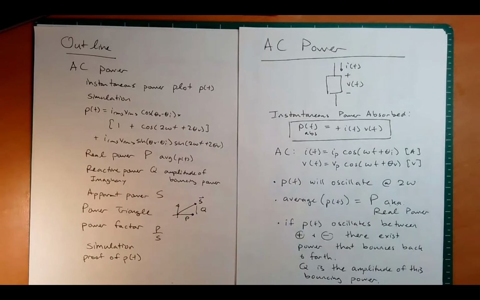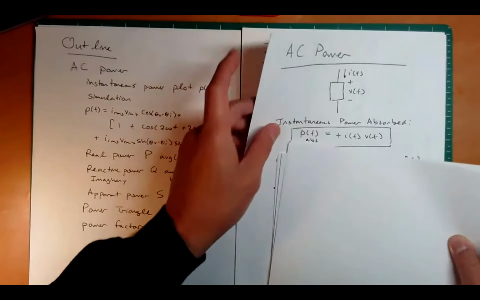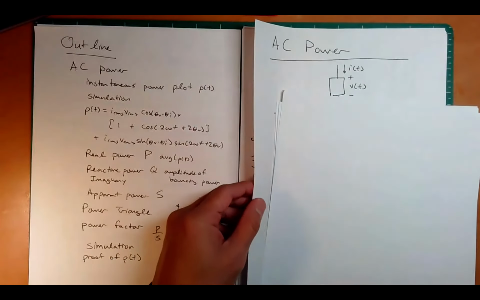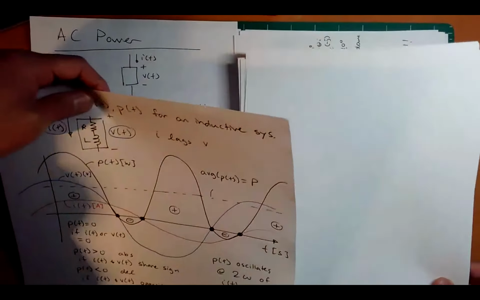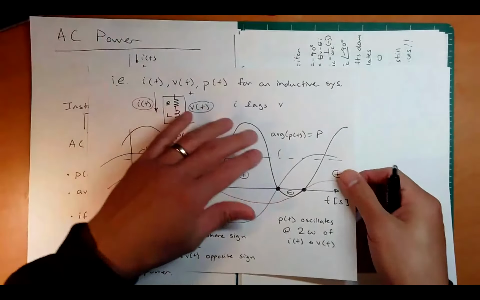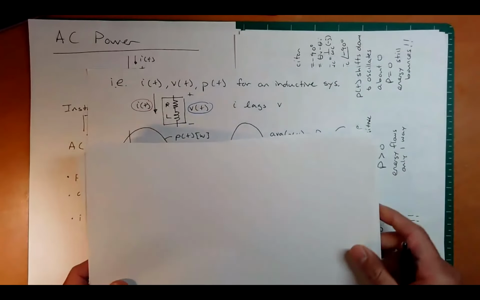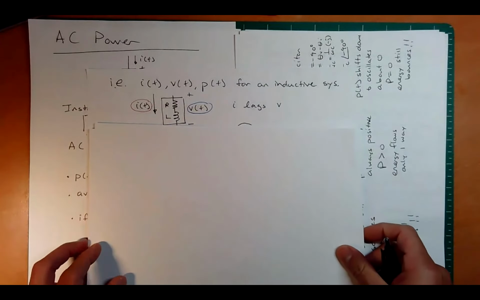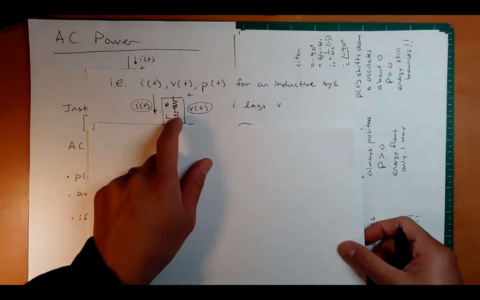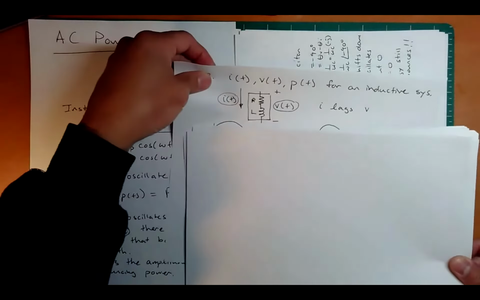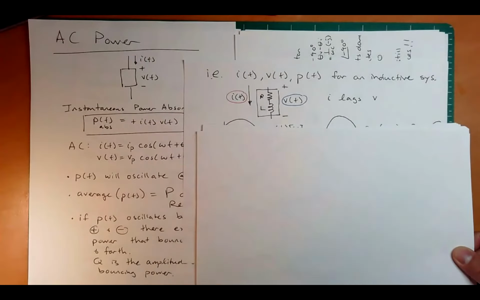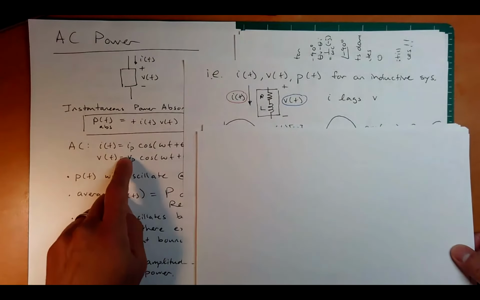Okay, let's look at a plot. I drew out a plot by hand. Let's say that we're looking at an inductive system here, which will look something like this, where we have a resistor and an inductor. Again, I still have I going into the positive V terminal, but I and V are sinusoidal.